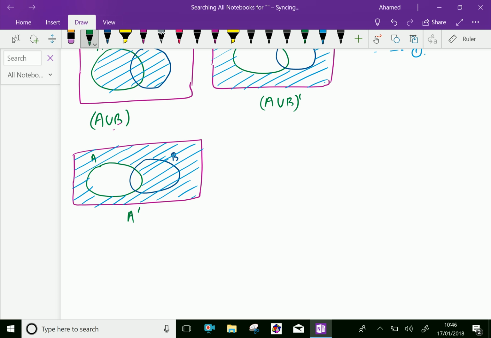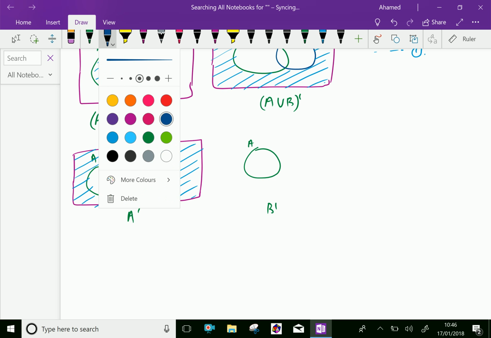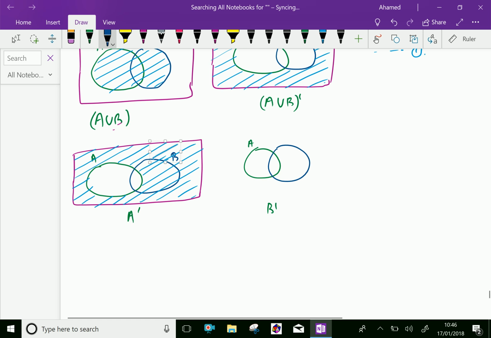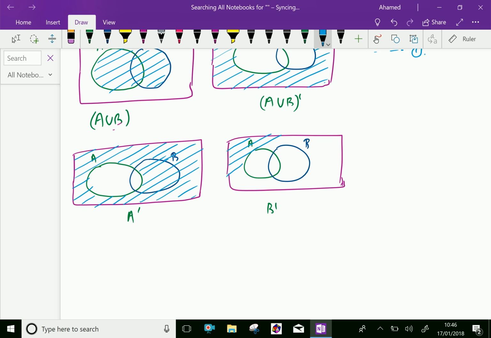Similarly, B'. Draw A here, then B, then the universal set. Here shade the rectangle except the B part, that is B'. This is the complement of B, like this shading.